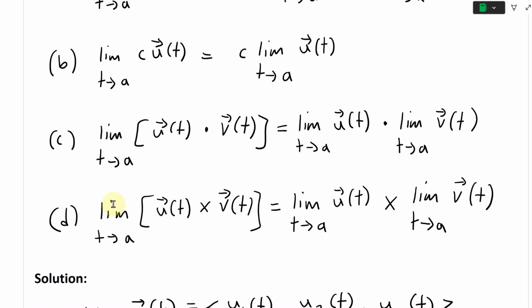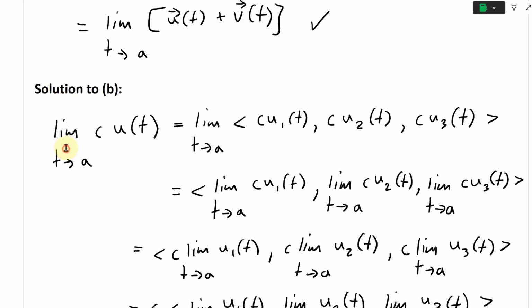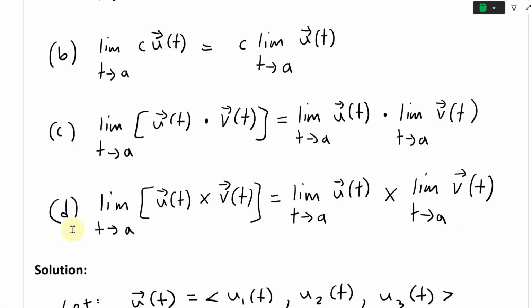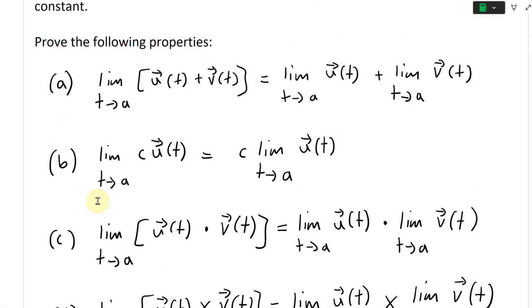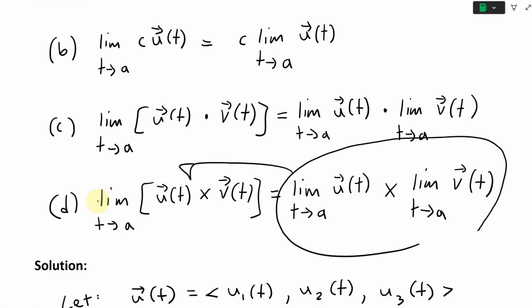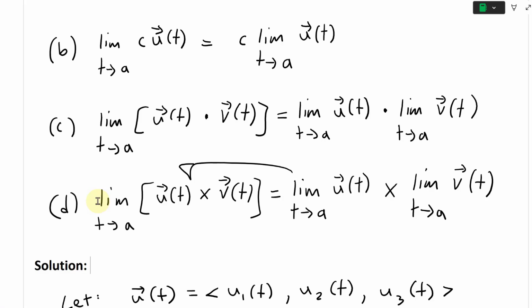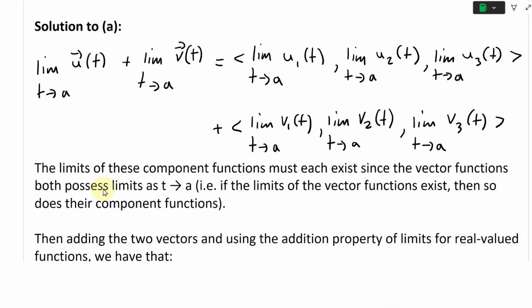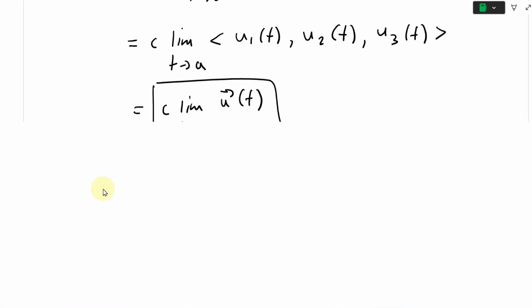All right, now let's take a look at part D, and this one is where we do the same thing for the cross product. So the limit of the cross product, where you do the cross product then take the limit, is the same as doing the limit of each vector function u and v and then taking the cross product. In this part D, we're going to go from the right side and then go backwards and show it again using just the basic definition and limit laws and so on. So let's jump right into part D for the cross product.